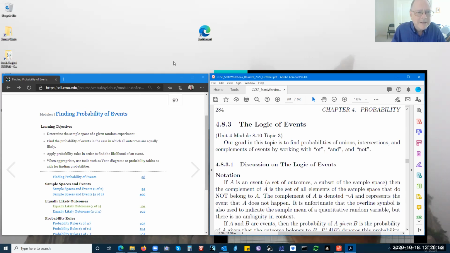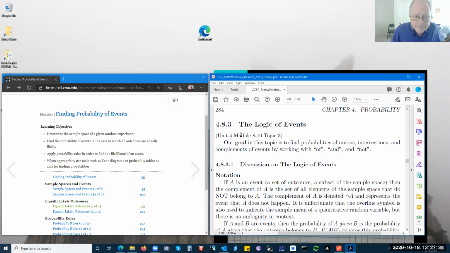So this presentation is on finding the probability of events. That's module 9 over here in our OLI textbook. In the workbook, where I'm picking up today is topic 3, it's called modules 8 through 10. It's all one sort of chapter in the workbook. And this is topic 3 on the logic of events.